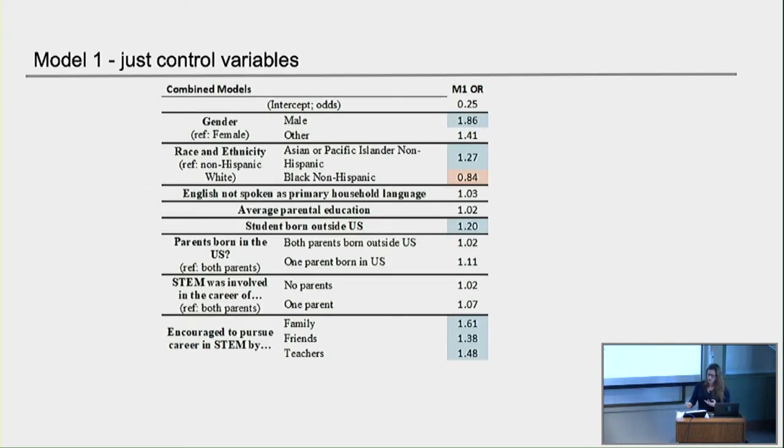In our first model, we see our baseline odds are a 4-to-1 chance of a student not pursuing a career in STEM. Men have an 86% higher likelihood of pursuing a career in STEM. Asian or Pacific Islander non-Hispanic students have a 27% higher association of pursuing a career in STEM. Black non-Hispanic students have 84% less likelihood. Students born outside the U.S. have a 20% higher chance. And encouragement to pursue a career in STEM has a strong association coming from family, friends, and teachers. Family has the highest, followed by teachers and then friends.